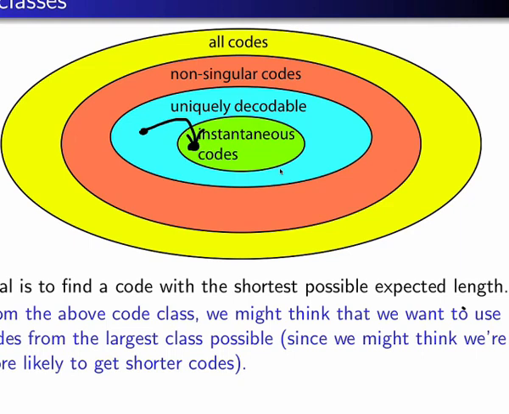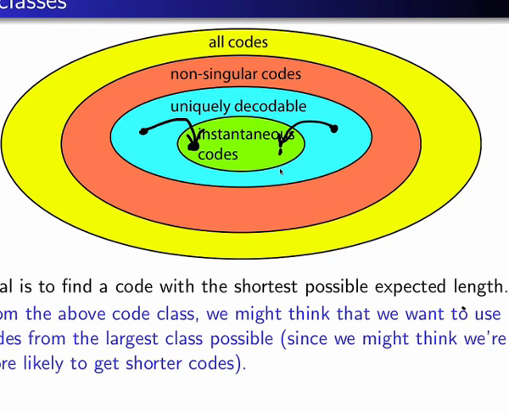At the same time, since we know that for any set of lengths here there exists an instantaneous code that has the same set of lengths, there's no benefit ever to going to the uniquely decodable code. You might think, oh, we have a more flexible code set, so the set of lengths is more flexible, so therefore we can get a better compression rate. No, because I can take those lengths and construct an instantaneous code with exactly the same expected length.